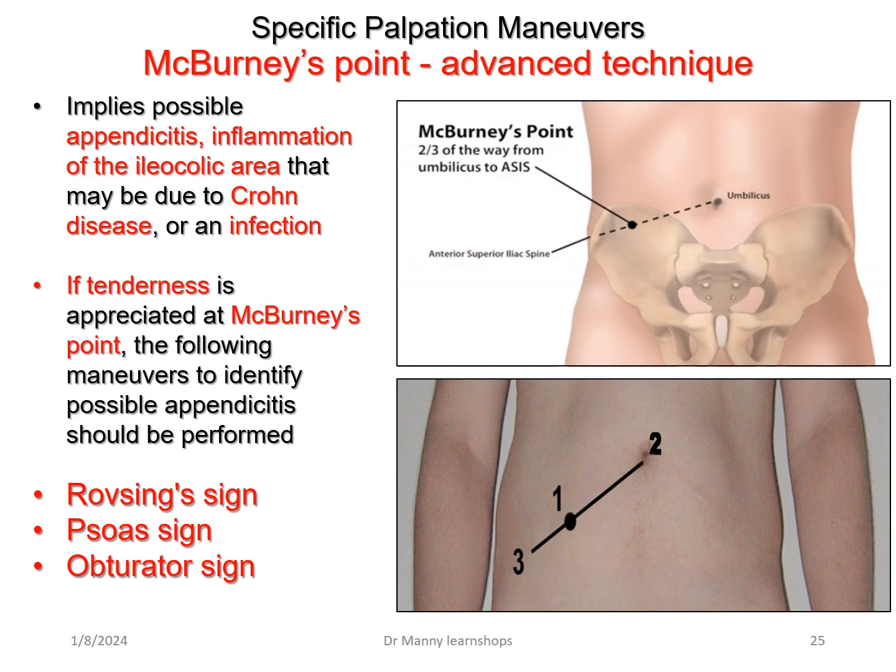Another advanced technique is utilising McBurney's point. Now, McBurney's point is typically two-thirds of the way from the umbilicus to the anterior superior iliac spine of the pelvis.